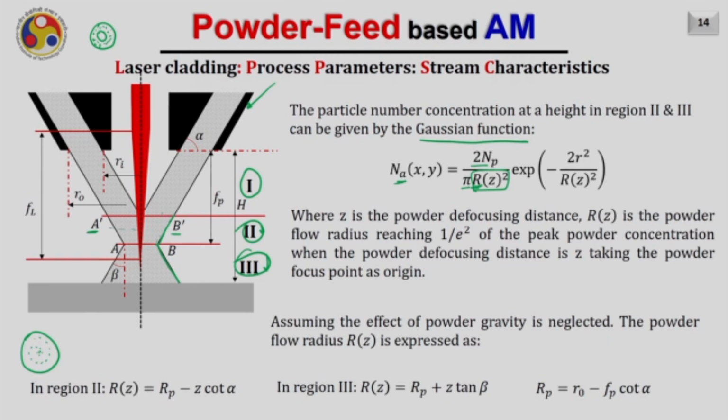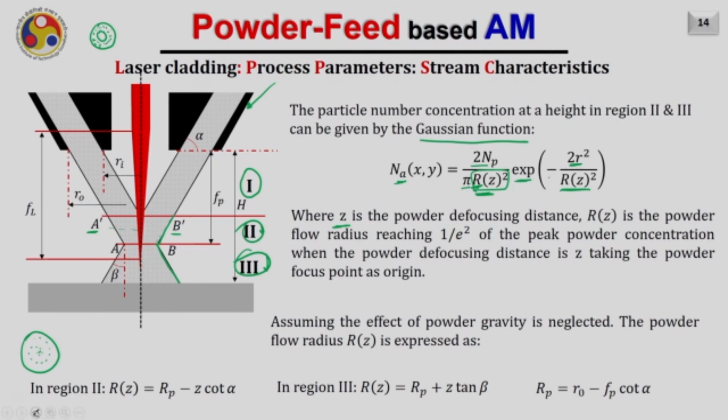However, it will keep on changing, but it is not a very difficult task to obtain the value of this rz. So, let us write it as a function of z into exponential minus 2r square divided by rz square, where z is the powder defocusing distance and rz is the powder flow radius reaching 1 by e square of its peak powder concentration when the powder defocusing distance is z, taking the powder focus point as origin.